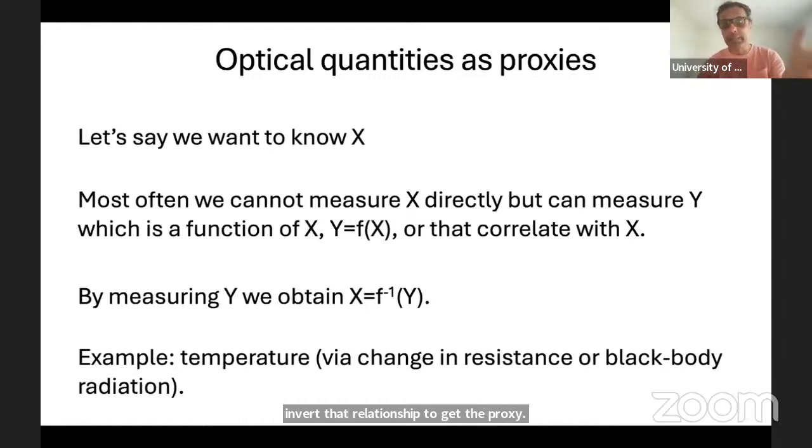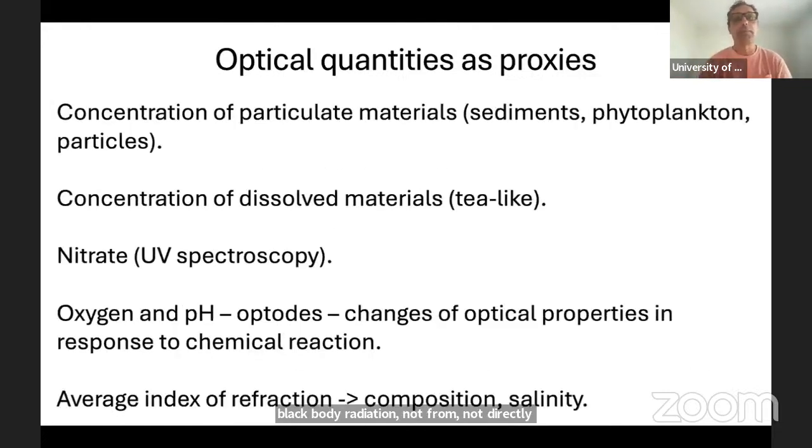So also, with temperature in space, we measure it as black body radiation, not directly temperature, which is the kinetic energy of molecules. So what can we do with proxies? We can directly measure things like concentration of particulate material, sediment, fiber particle. We can do dissolved material, the tea-like stuff.